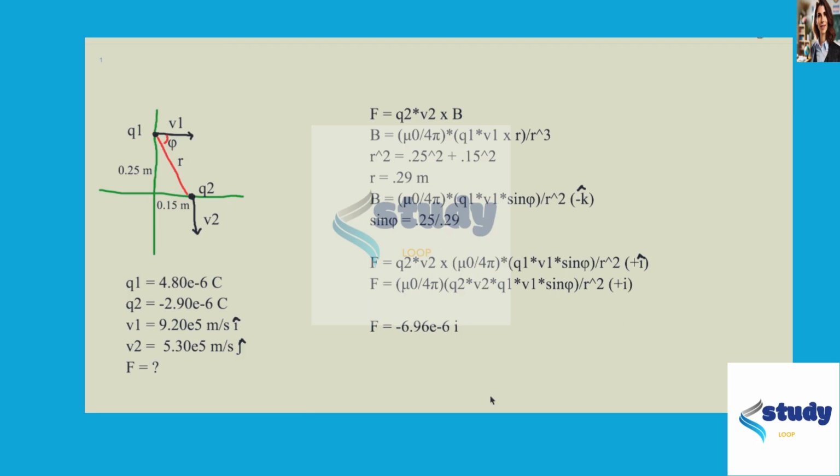So what this negative sign does is essentially says that since Q2 is negative, instead of having a force in the plus i direction, it's actually in the minus i hat direction. So we have a force with magnitude 6.96 times 10 to the minus 6. This is in newtons. Let's indicate that here. This is in newtons. And again, it will be in the minus i hat direction, or the negative x direction.